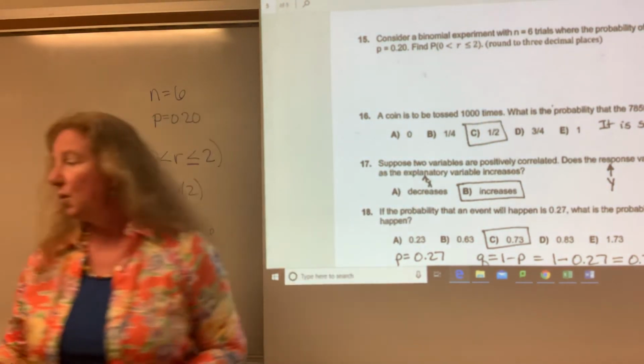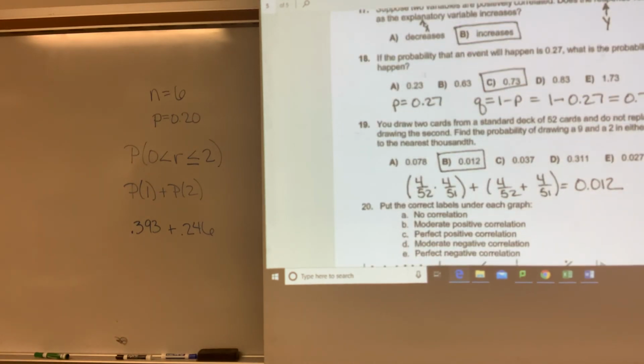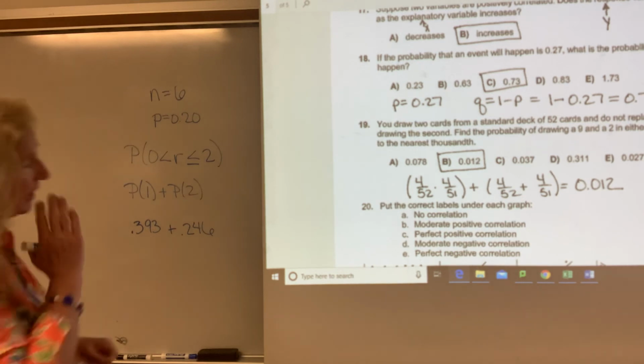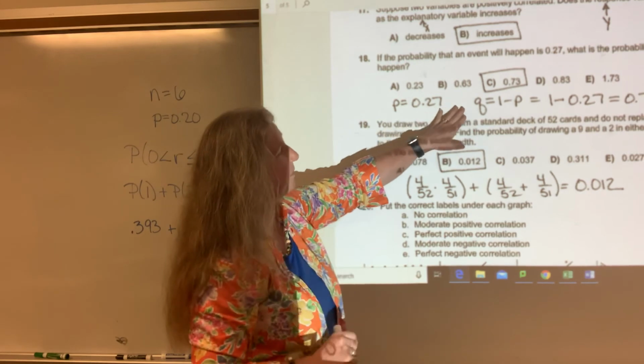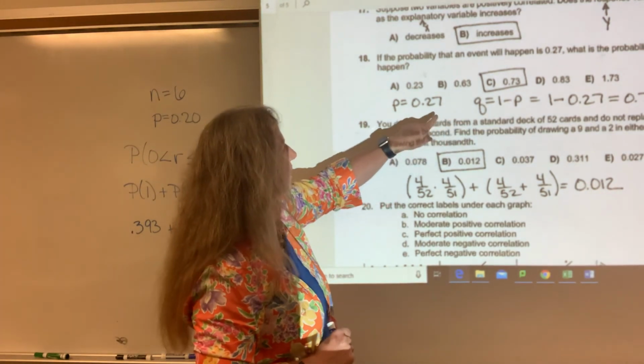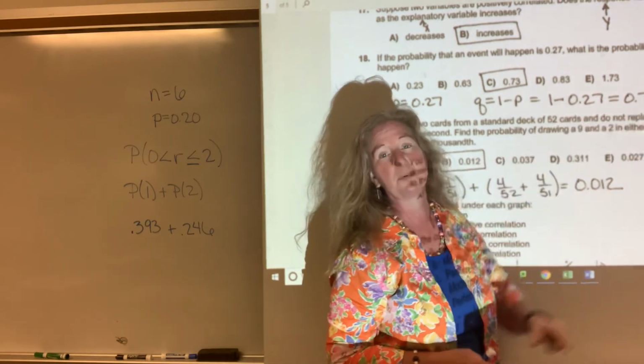All right. What is number 18? If the probability that an event will happen is 0.27, what's the probability at 1? This is a really important concept that the sum of the probabilities have to add to 1. So I take 1 minus that 0.27 and I get 0.73.